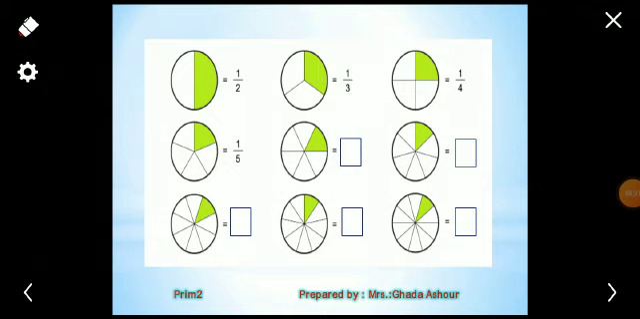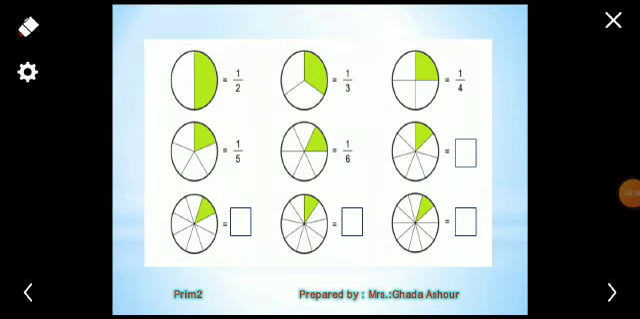What about that circle? Let's count how many parts. 1, 2, 3, 4, 5, 6. So that circle is divided into 6 equal parts. The down number will be 6, while the upper number is 1. So it's 1 over 6.